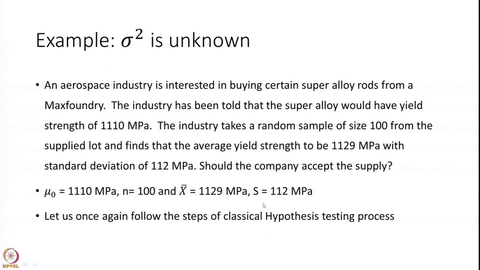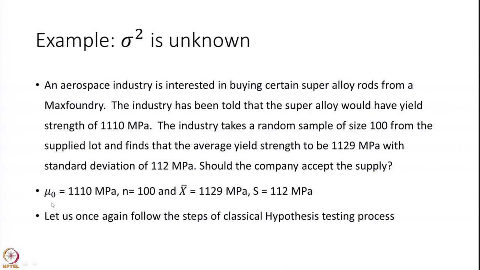Let us again take an example. The same example I am taking. Now, I am not saying that it has a variance of 110 MPa. We do not know the variance. 100 samples have been taken. The mean yield strength is found to be 1129 MPa, and the standard deviation is found to be 112 MPa. Should the company accept the supply?